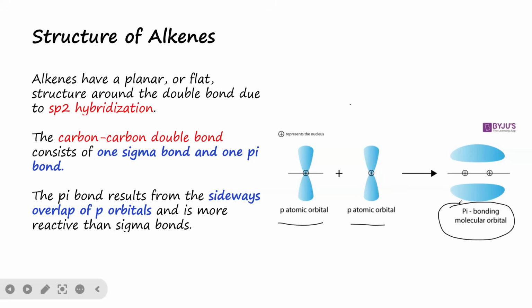And of course, sigma bonds are formed as a result of head-to-head overlap. So when you have two orbitals, they will collide head-to-head, and as a result of that, you are going to have a sigma bond.